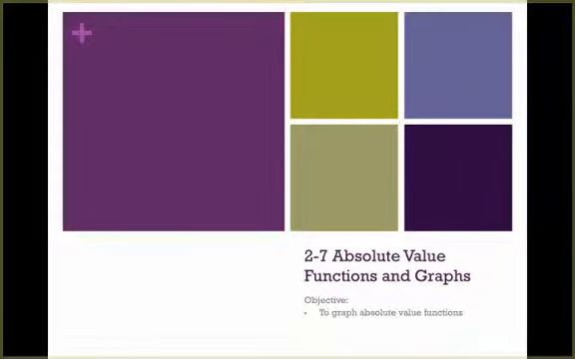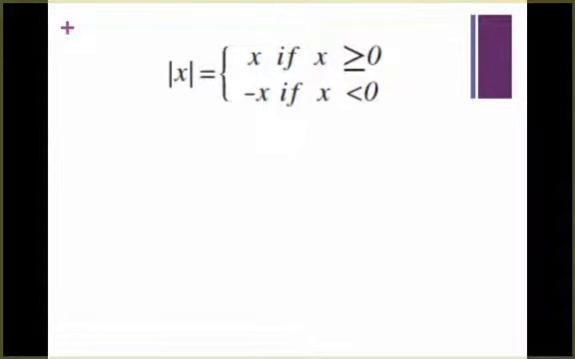In section 2.7, we're going to be talking about absolute values and how to evaluate those, and then also how to get the graph of an absolute value function. Let's first of all look at the formal definition of an absolute value. Now, we normally discuss absolute value as the distance that a number is from zero, but its algebraic definition is defined using a piecewise function, which we've looked at graphing before.